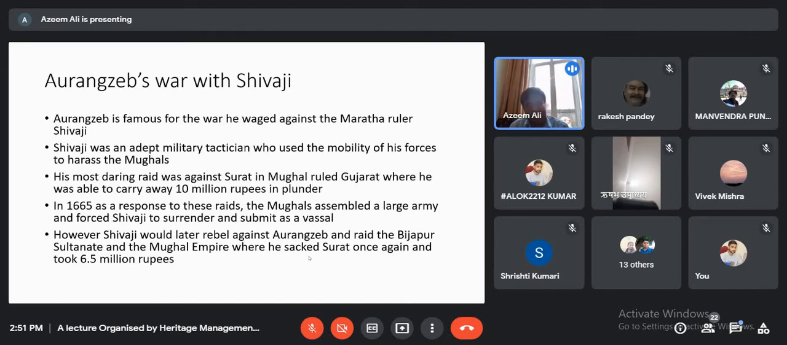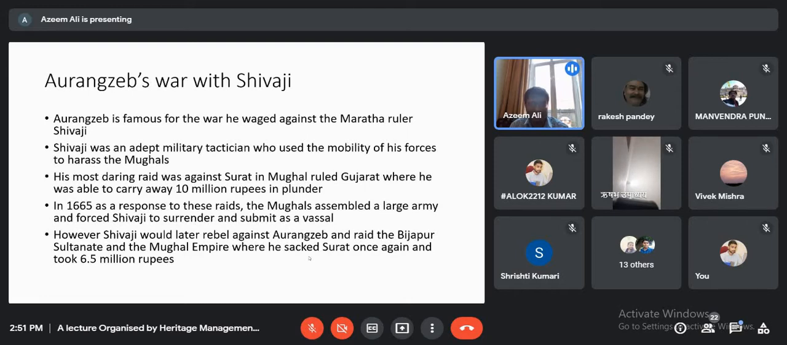And Aurangzeb's most famous opponent in the Deccan was the Maratha ruler Shivaji, who was a very adept military tactician and used the mobility of his forces to harass the Mughals. His most daring raid was against Surat in Mughal Gujarat, where he was able to carry away 10 million rupees in plunder. And in 1665, as a response to these raids, the Mughals assembled a large army and forced Shivaji to surrender and submit as a vassal.